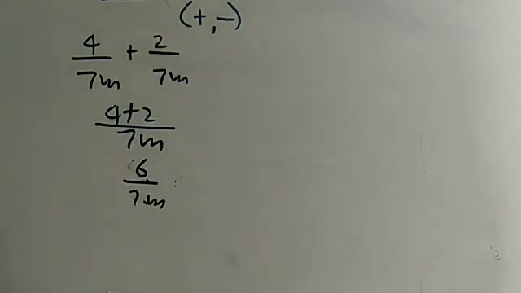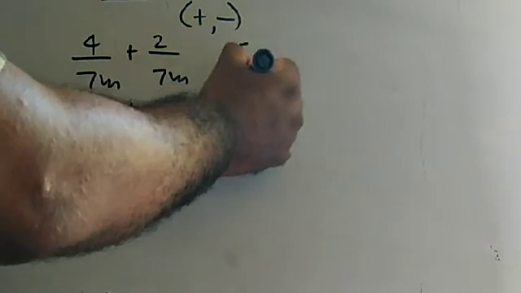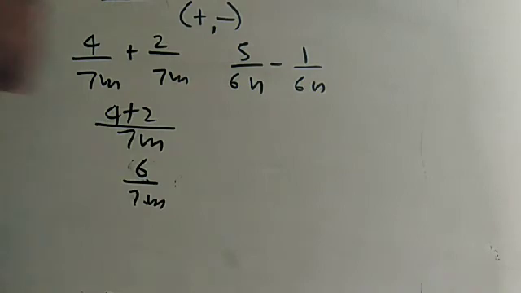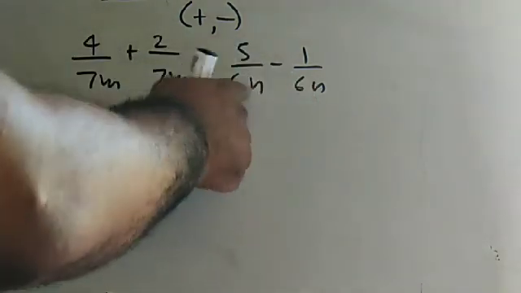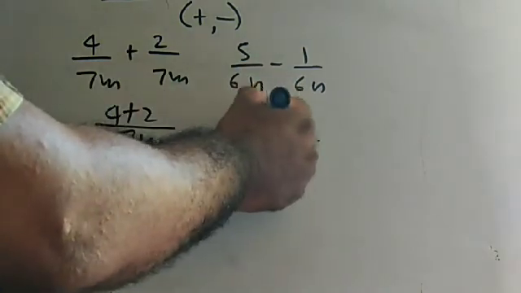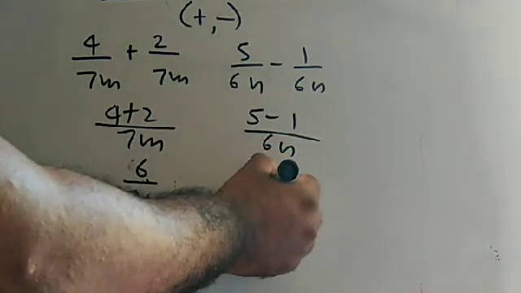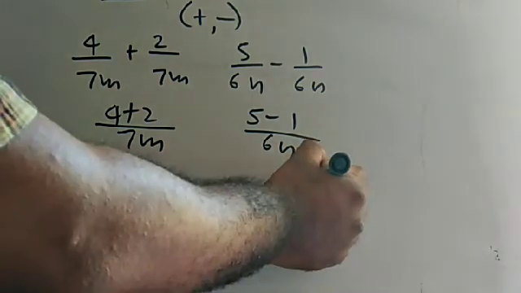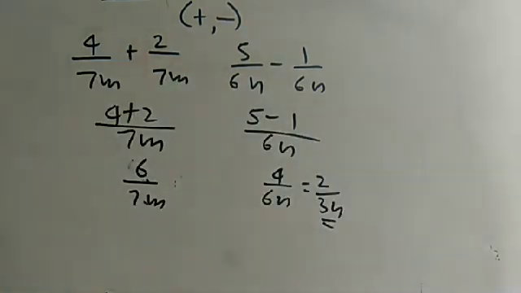Right. Then another one: 5 upon 6n minus 1 upon 6n. Now what can you see? Equal algebraic denominators. 6n is common. Then subtract the numerators. 5 minus 1 is 4 upon 6n. Now you can simplify 4 and 6. 4 divided by 2, 2. 6 divided by 2, 3n. This is the final answer.